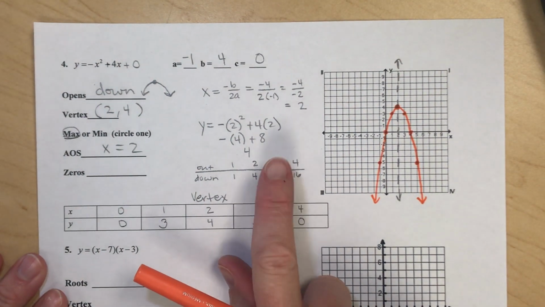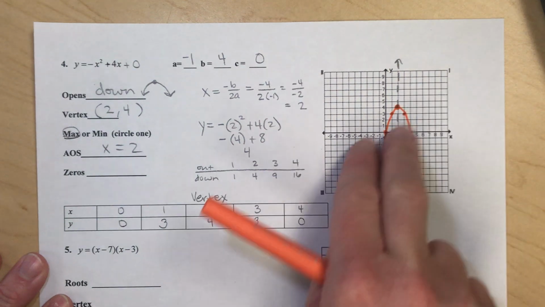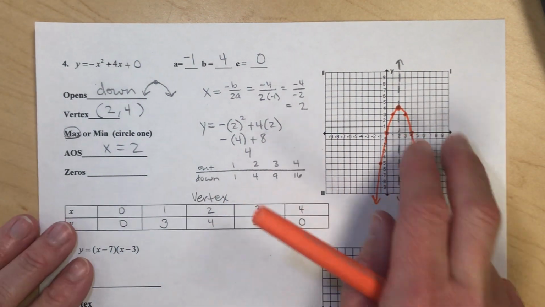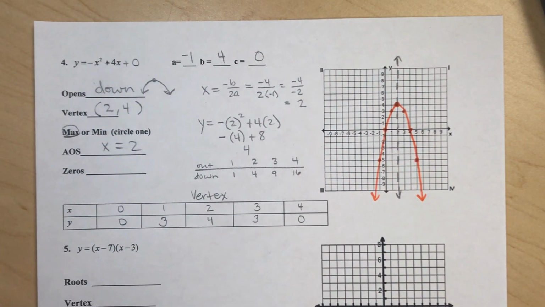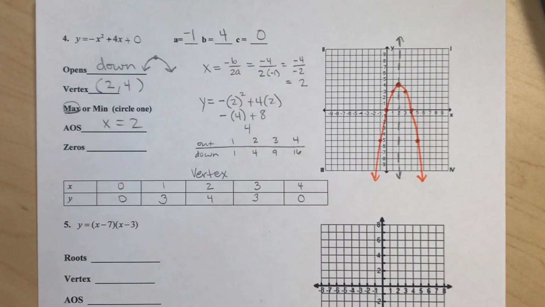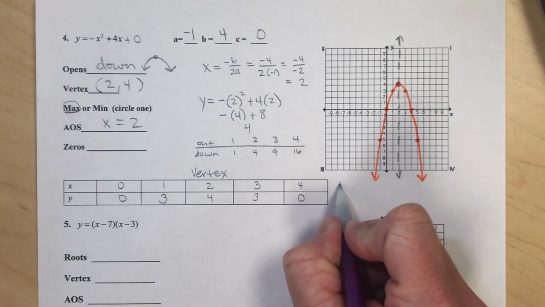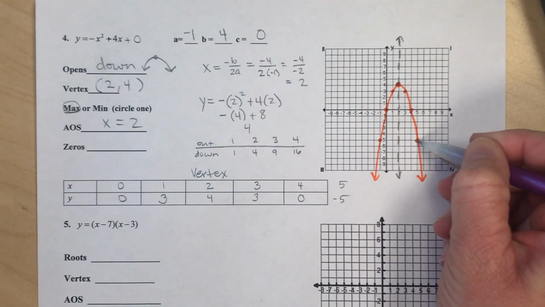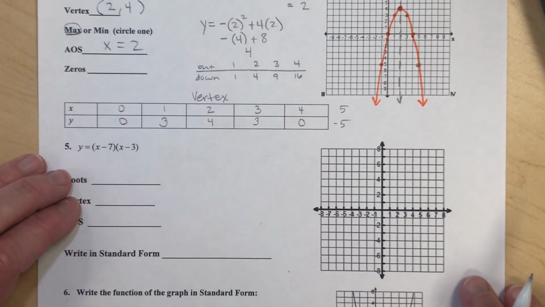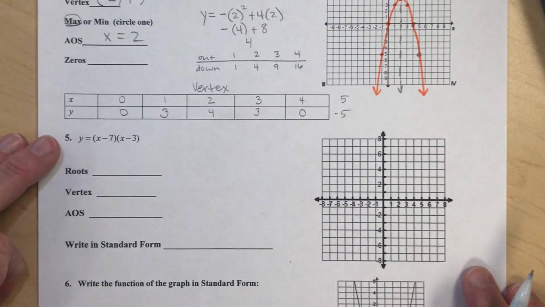So knowing the pattern of change can actually help make your graph go by just slightly quicker. Okay, so here we go. Also, you could have just plugged in 5 and gotten -5, and that's how I got that point right there. Okay, so here we go, number 5.